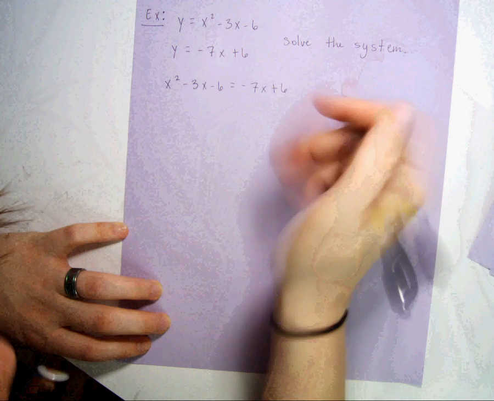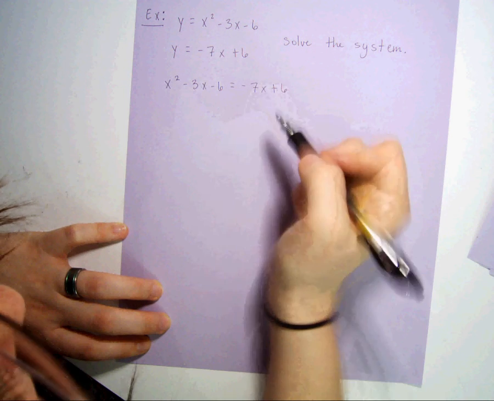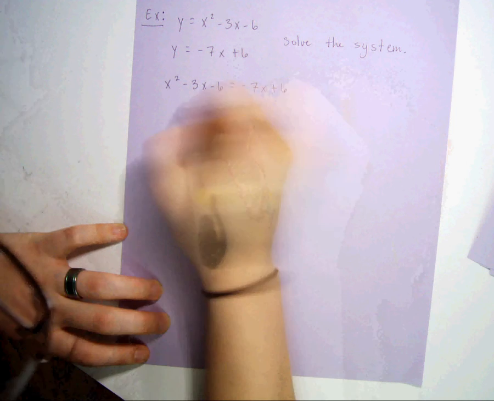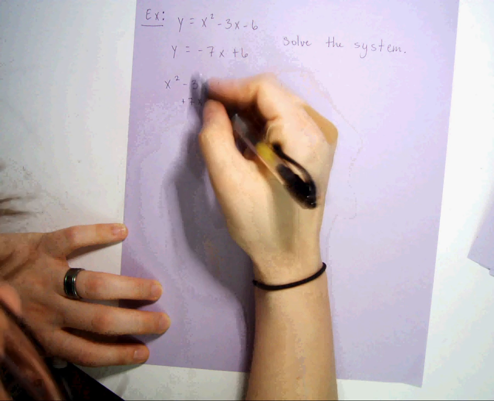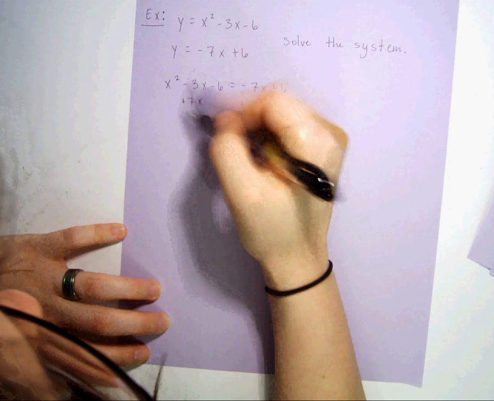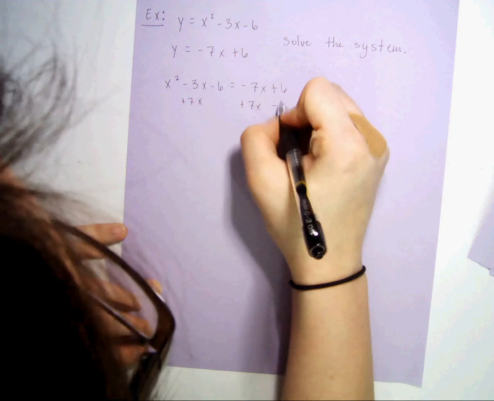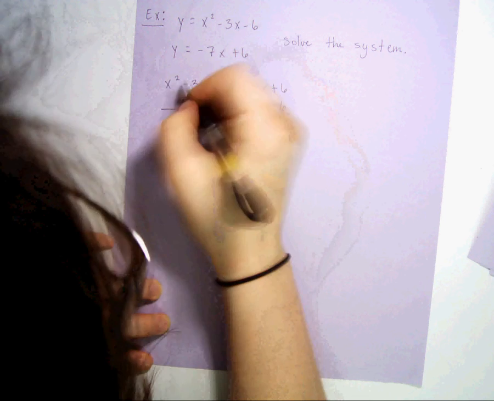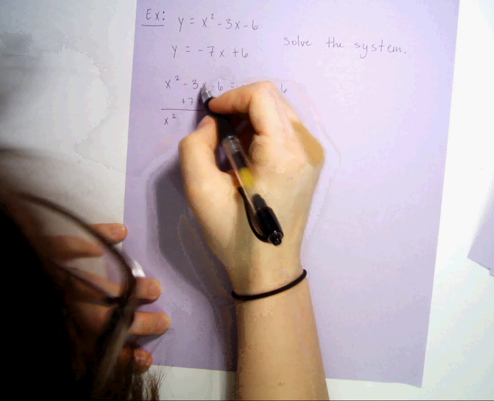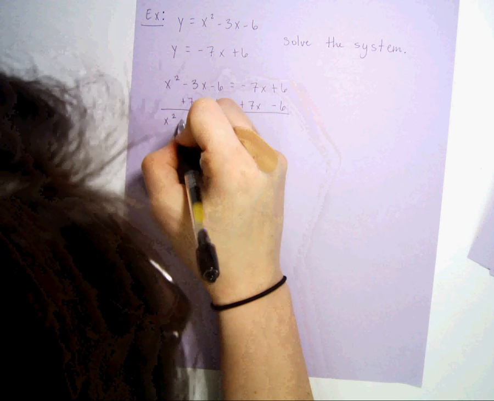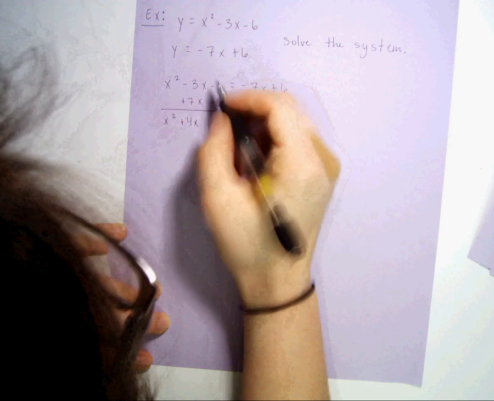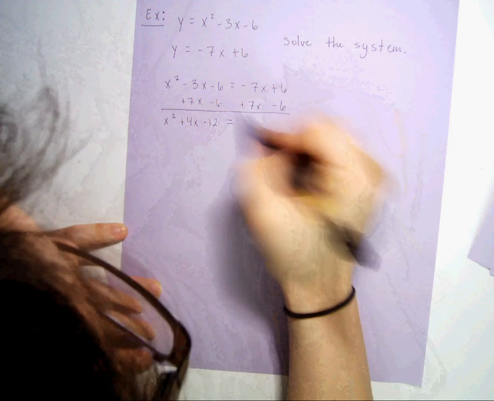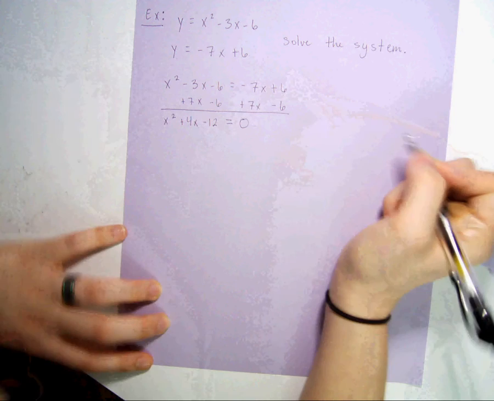I need to get all this stuff onto the other side so that I have 0 on this side. I'm going to add 7x to both sides, and notice that I am putting it right under the other x so I can combine my like terms. And I will subtract 6 from both sides. My x squared just comes straight down. Negative 3x plus 7x gives me positive 4x, and negative 6 minus 6 gives me negative 12. Bring down my equal sign, very important. These things cancel out, so I get 0.